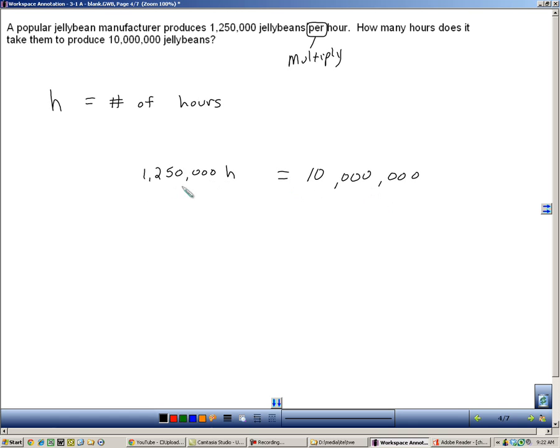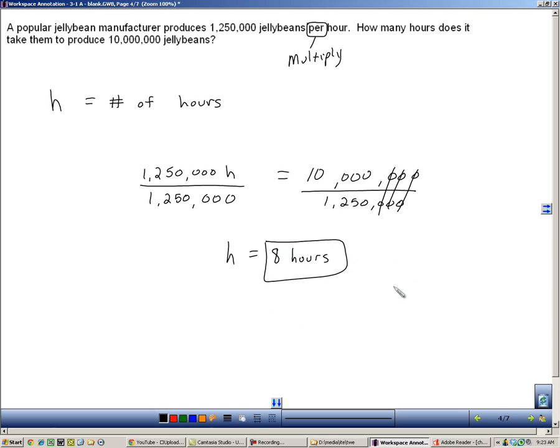Now, to solve this equation, when you're multiplying a number times a variable, you can eliminate that by using the opposite operation. So I'm going to divide by 1,250,000. When you divide big numbers like this, you can cross off zeros. You can cross off one 0 for each decimal place, and really this is 10,000 divided by 1,250, which if you work that out, you'd find out it was 8. So h equals 8, and I'm going to label this hours so that we know we're talking about 8 hours is how long it would take me to make 10 million jelly beans.